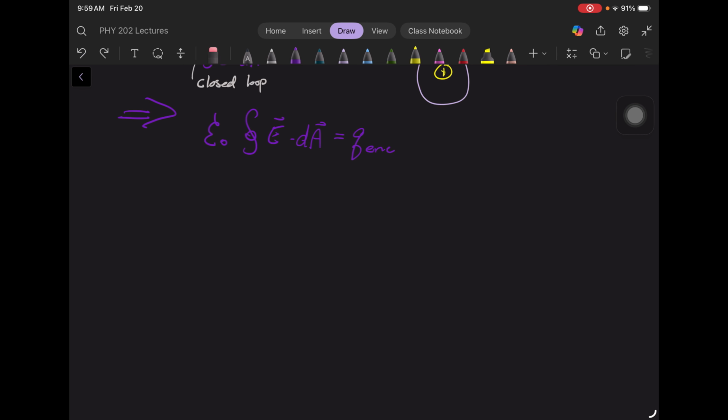Charges are yellow, the color of electricity. Sure.